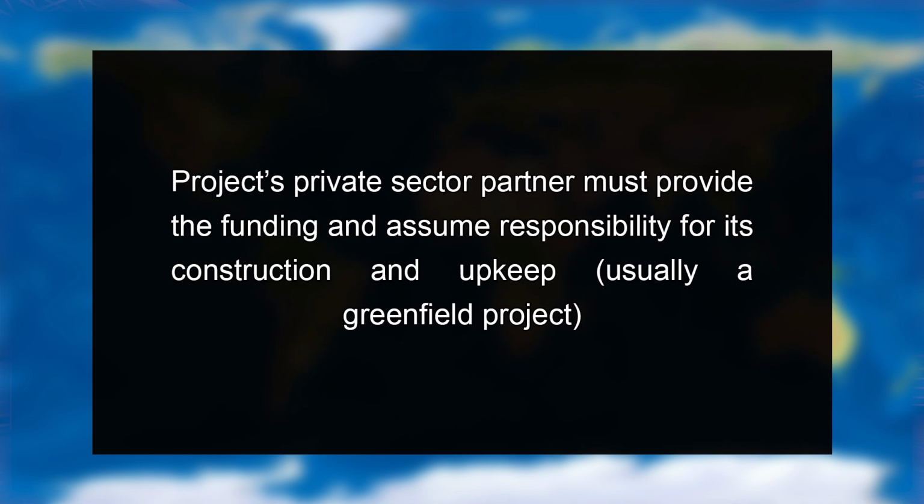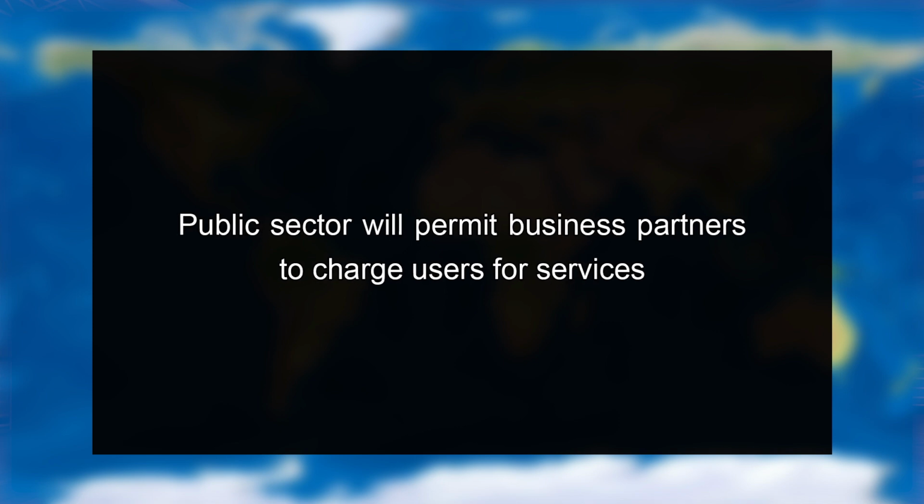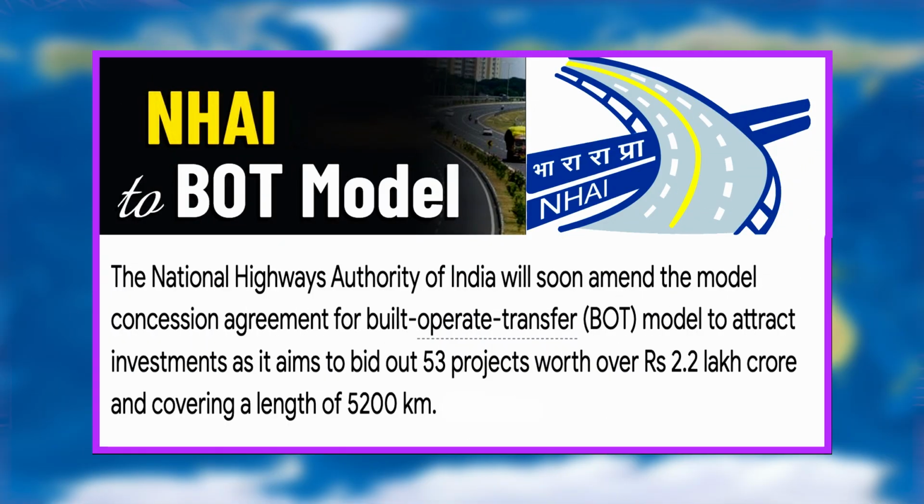The project's private sector partner must provide the funding and assume responsibility for its construction and upkeep, usually a greenfield project. The public sector will permit business partners to charge users for service. After some concessionary period, the facility is transferred back to public sector. A key illustration of the BOT concept is the national highway projects that National Highway Authorities of India has leased out under the PPP form.